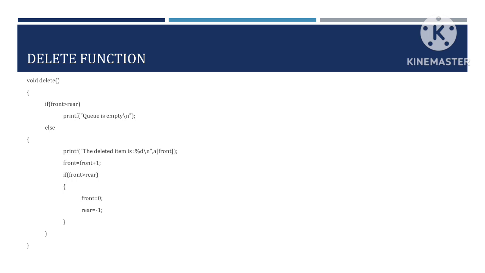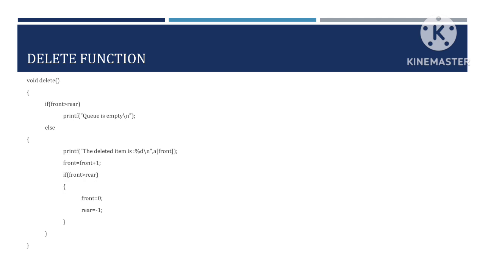For that, if front value is greater than rear, this is the condition. That condition is only possible when the queue is empty. In case the queue is empty, front value is always greater than rear. So if that condition is true, that means the queue is empty and deletion is not possible.